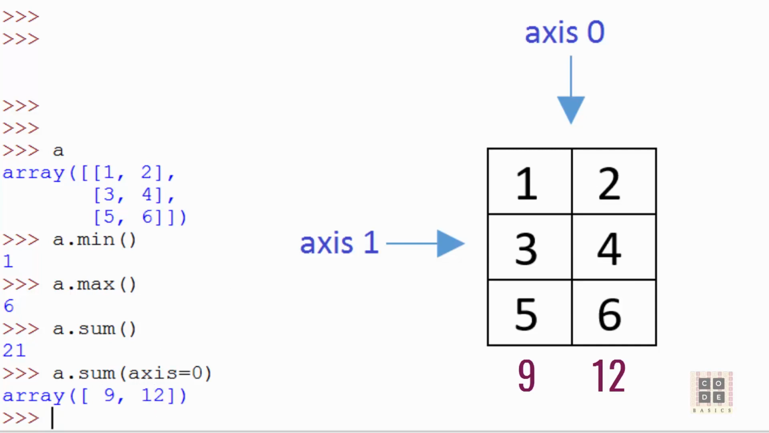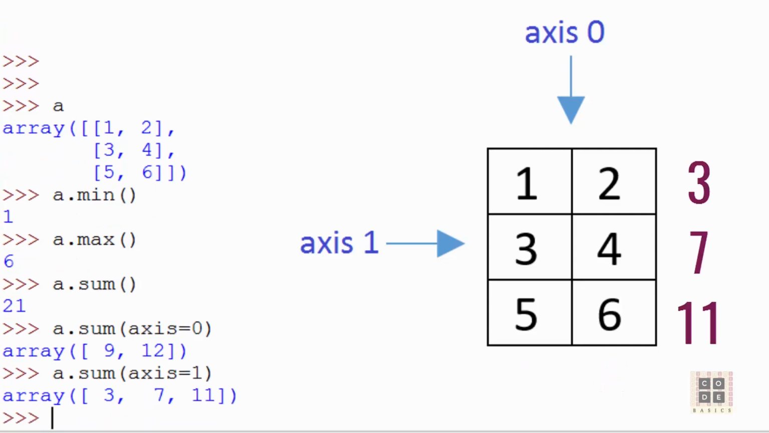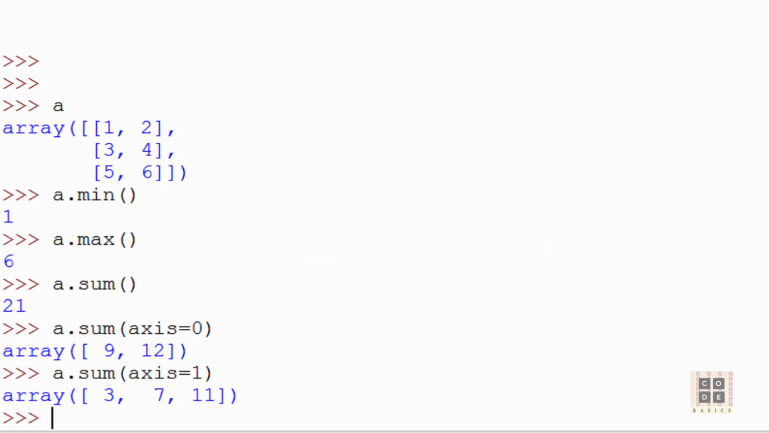If you want to sum all the elements in rows together, then you use axis 1. So here 2 and 1 is 3, 3 and 4 is 7, 5 and 6 is 11. So that's what it did. So that's what the axis means here.